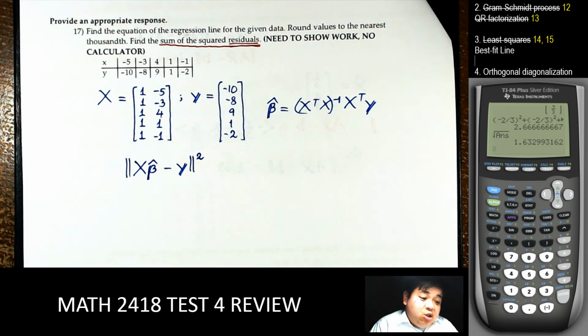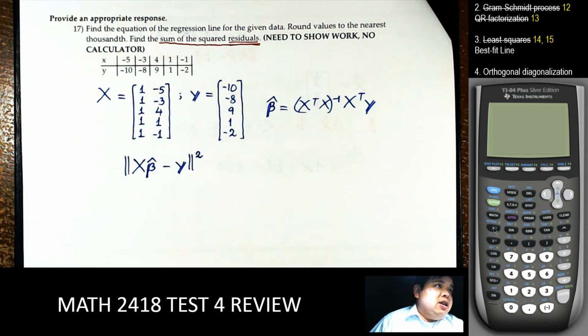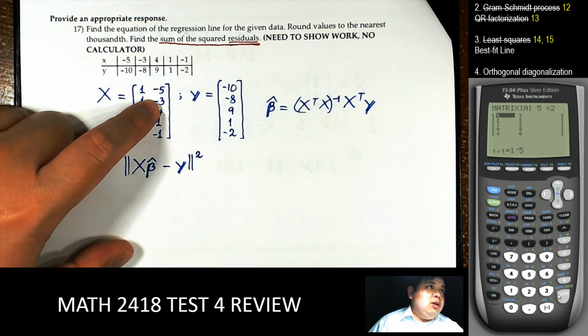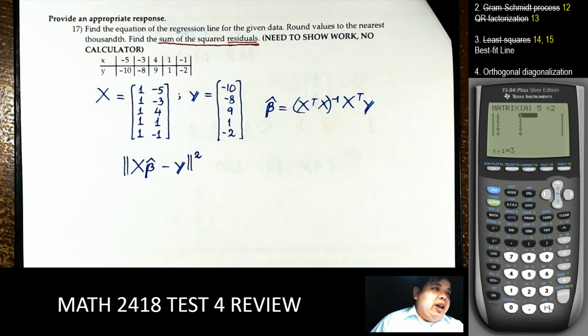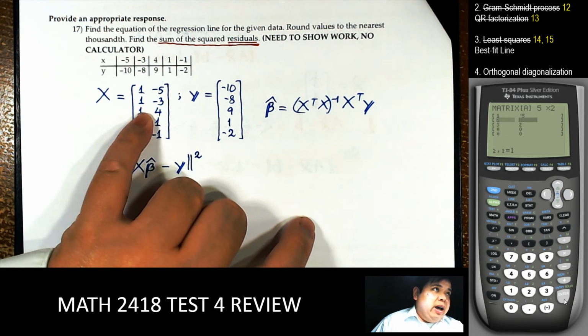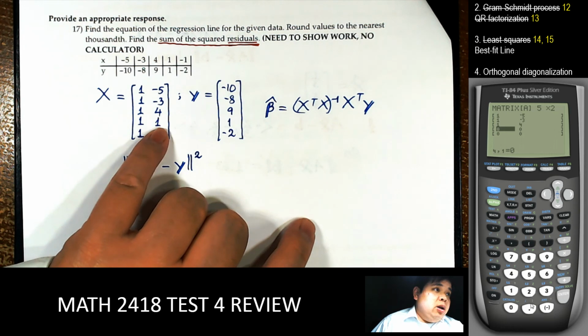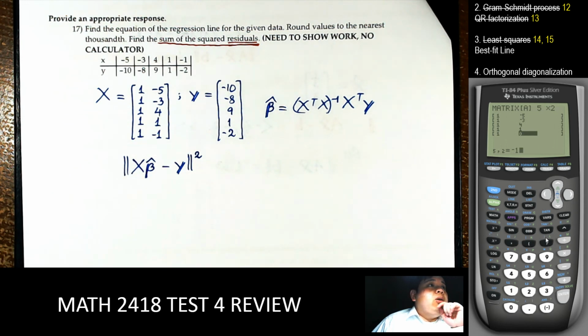Which is what the question asks us to find. Right, so let's store the matrix X, 5 rows, 2 columns: 1, negative 5, 1, negative 5, 1, negative 3, 1, 4, 1, 1, and 1, negative 1. All right, so that is X.